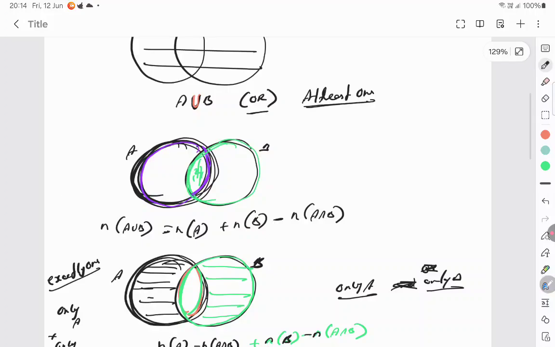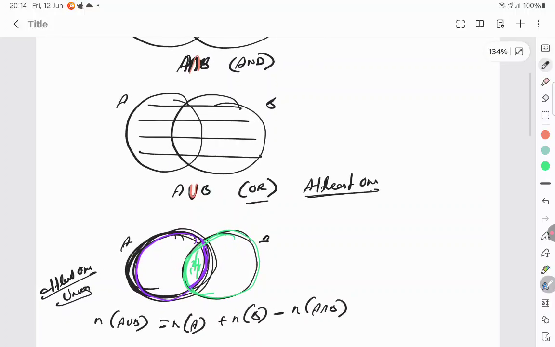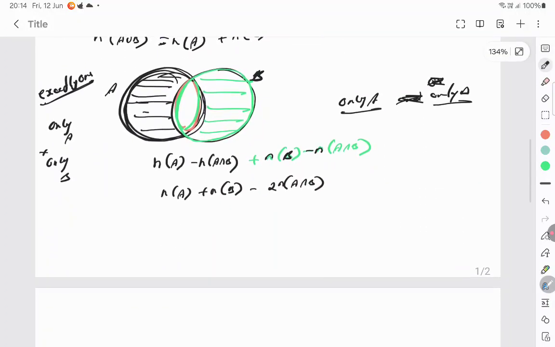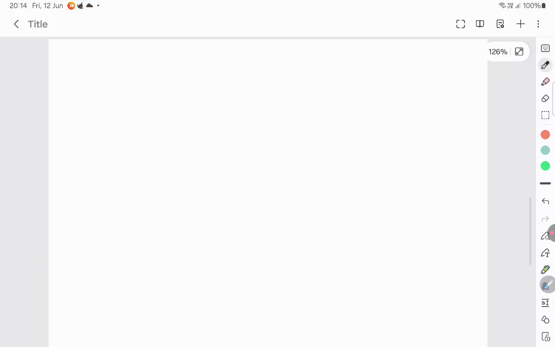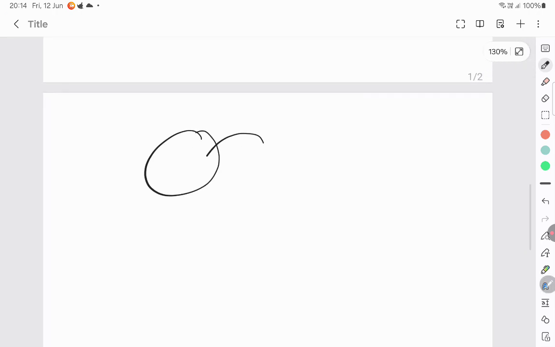This means at least one. At least one means union. So I hope you understand the meaning of at least one and exactly one. And A and B is A intersection B. So now coming back to a Venn diagram which has got A, B and C.